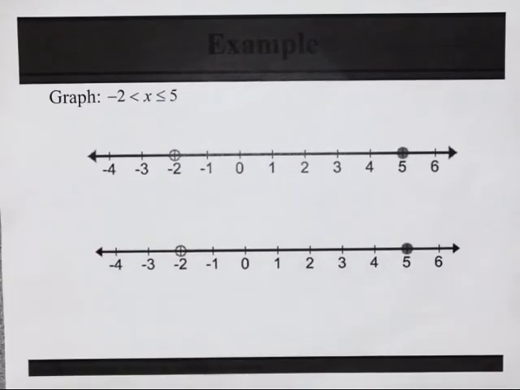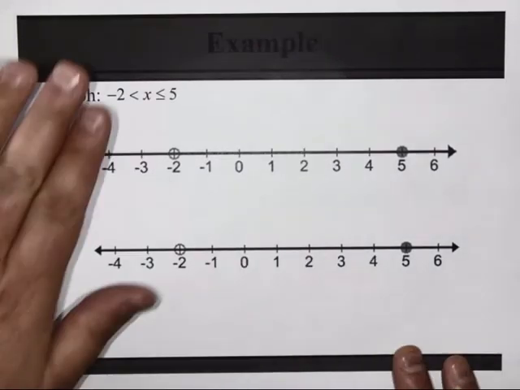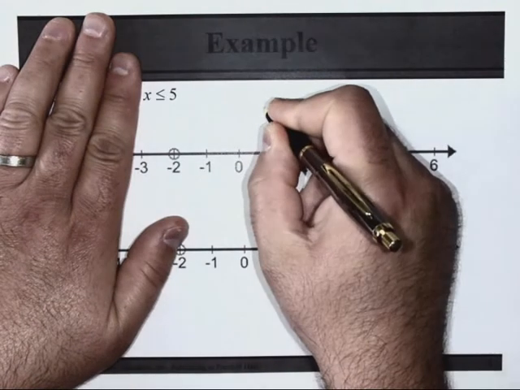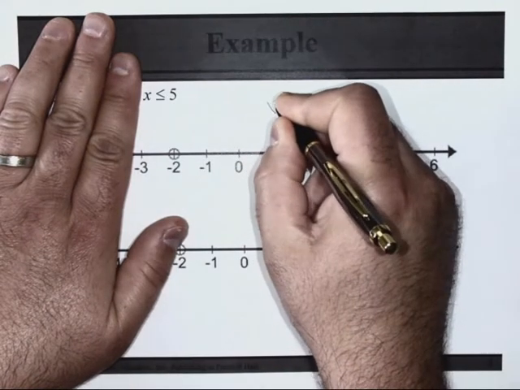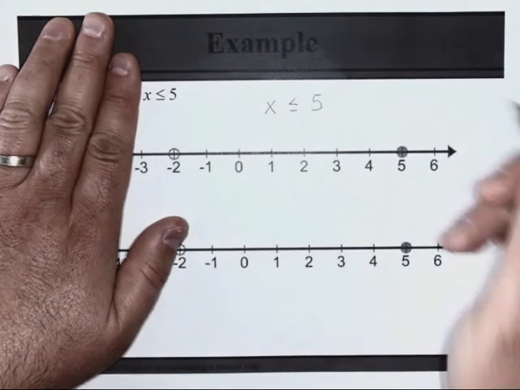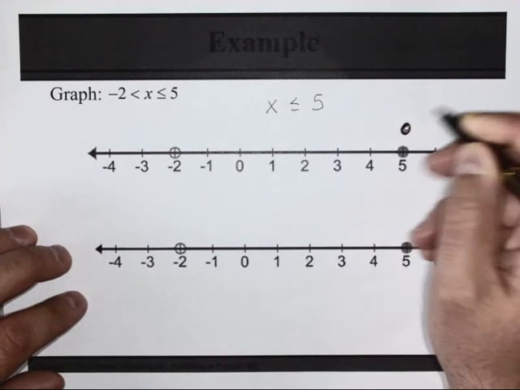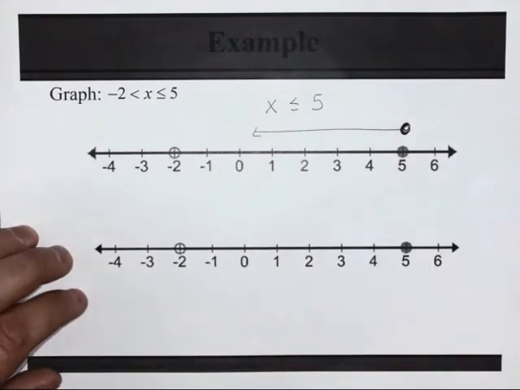This is what we call a compound inequality. It's actually two inequality statements combined into one. So if I cover up the left-hand side of that, I get the first inequality statement, x is less than or equal to 5. And so if I want to graph that, closed circle at 5 going to the left.